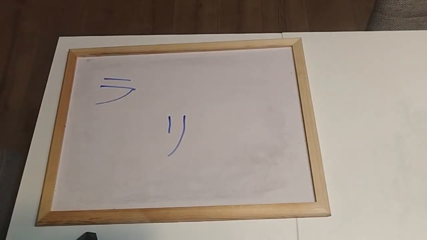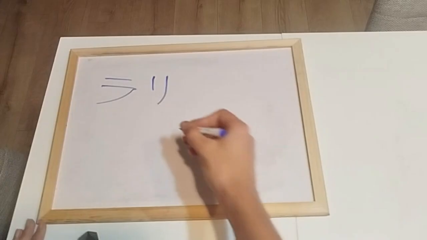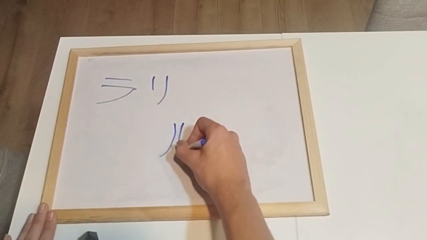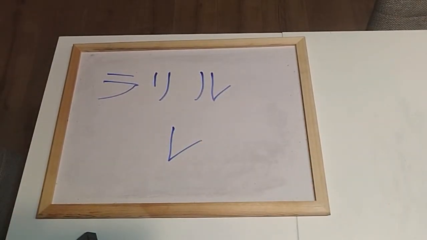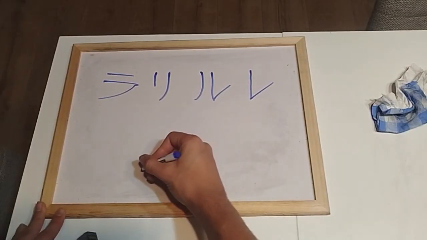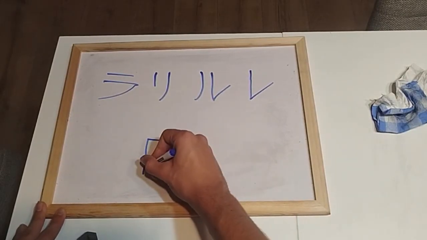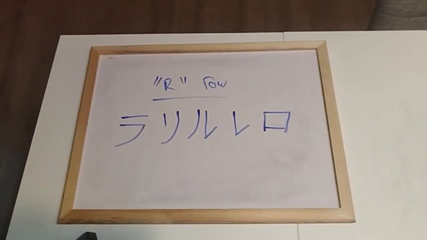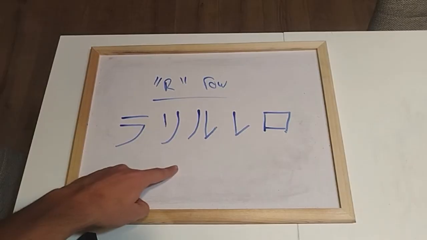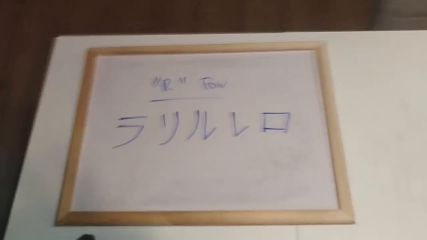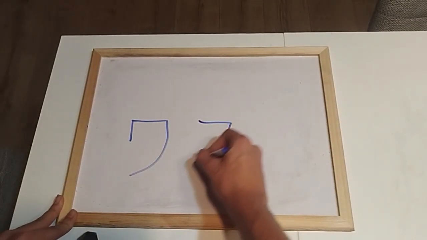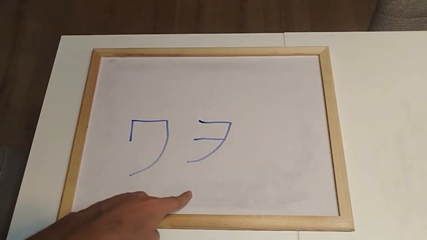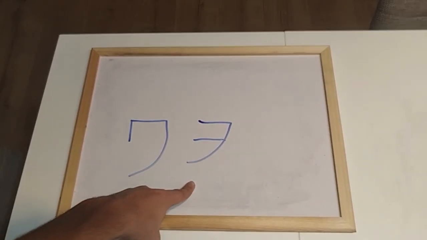Ra, ri, ru, re, ro. Wa, wo. This symbol is technically pronounced wo, but it's really pronounced o.